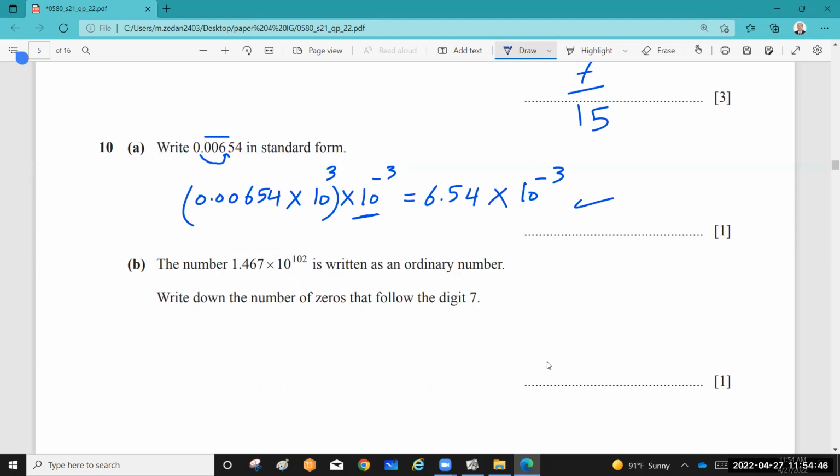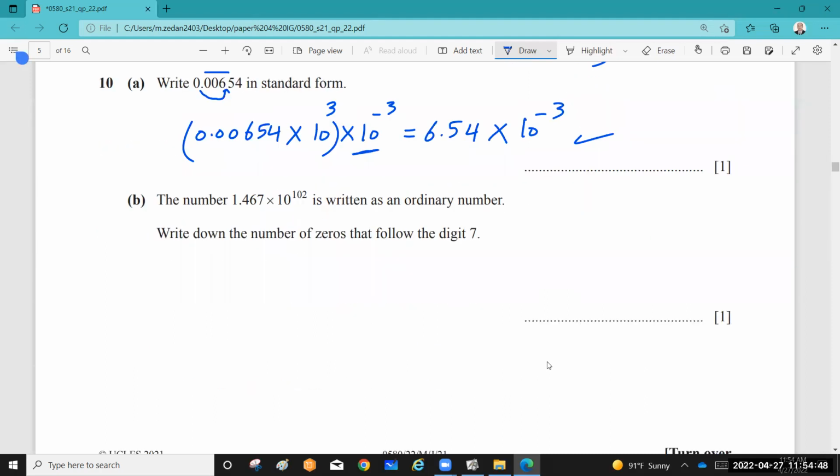Okay, B, the number 1.467 times 10 to the power 102 is written as an ordinary number. Write down the number of zeros that follow the digit 7. This also number, to remove the decimal point to bring it back to ordinary form, I need to multiply it by 1,000. So 1.467, I just needed to multiply it by 1,000, 10 power 3.